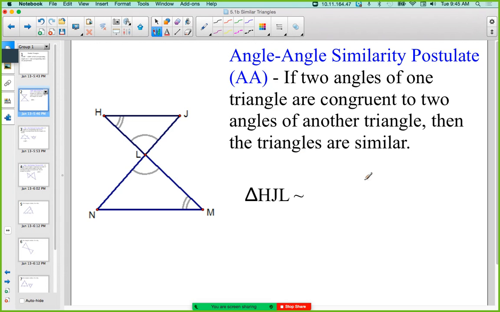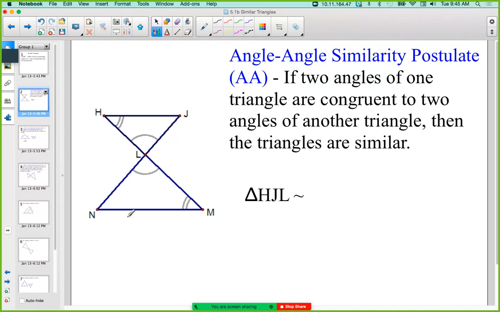So if you have any 2 triangles and you can match up 2 different pairs of angles from those 2 triangles, then you know that they will be similar. This makes sense because if these 2 angles are the same as these 2 angles, then the third angle would have to be congruent as well, because we know triangles add up to 180 degrees.